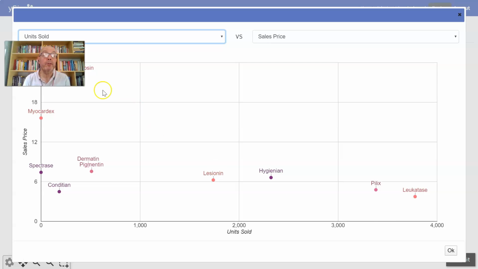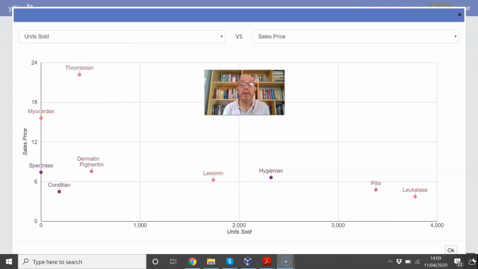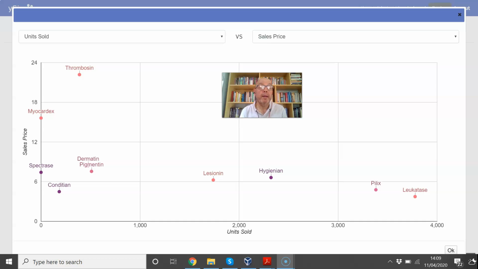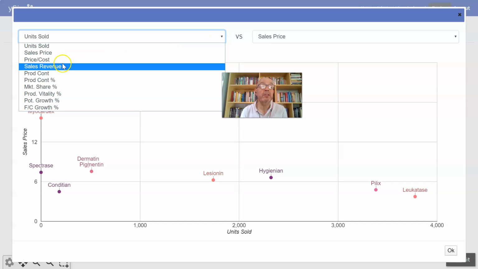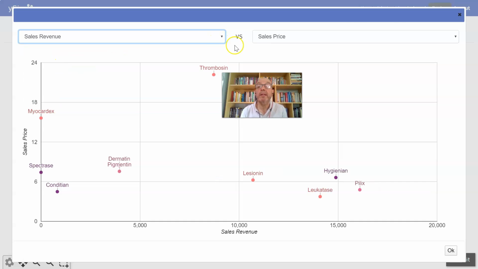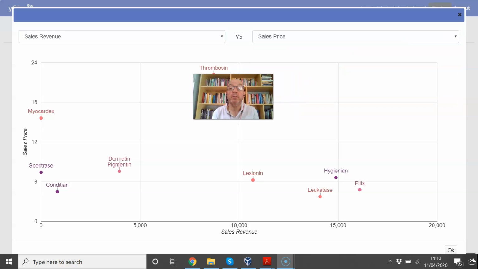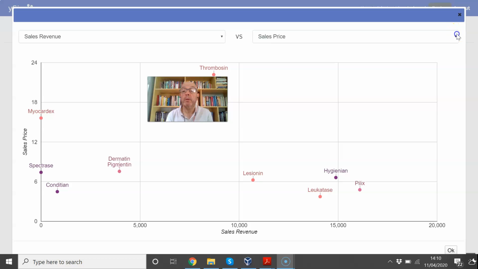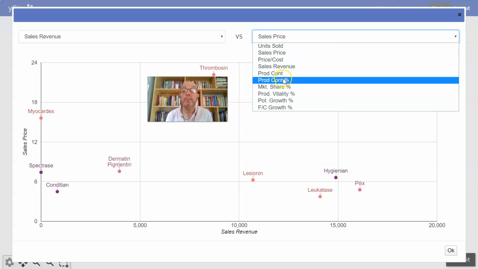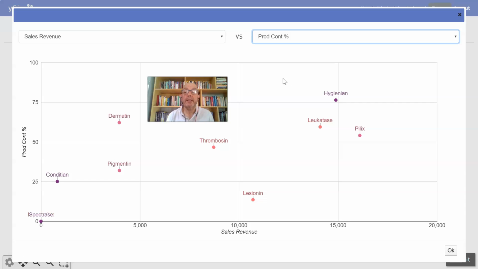And if you look at the little symbol down at the bottom right, here you have the ability to do a really powerful scatter analysis. For example, I can plot the sales revenue, plot any of the 10 things, and on the other axis I can plot the product contribution. So let me just plot the product contribution. So there you can see, for example, Hygienian, one of your products, is very, very high on sales revenue and very, very high on product contribution as well.